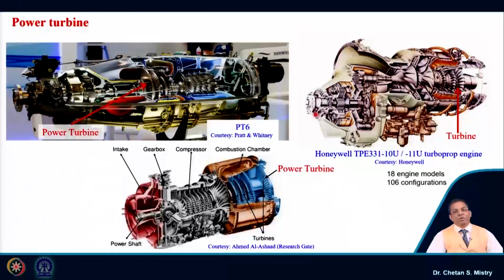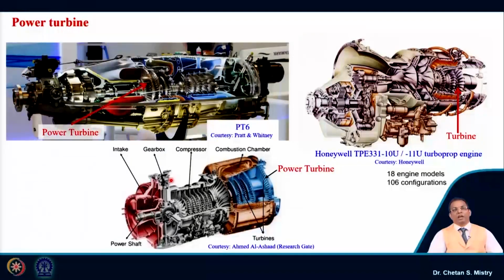This shaft can be used for both purposes, maybe for the rotation of a propeller or for the rotation of rotors for a helicopter engine. Here this is representing the helicopter engine. We can say this power turbine is connected with this shaft by a gearbox, and is used to rotate the rotors of the helicopter. So this is a very interesting case.